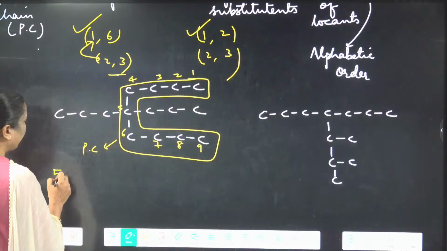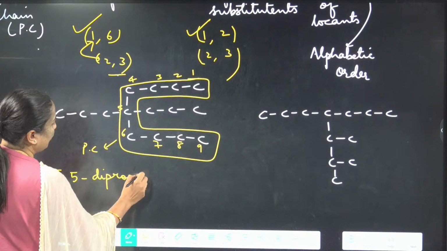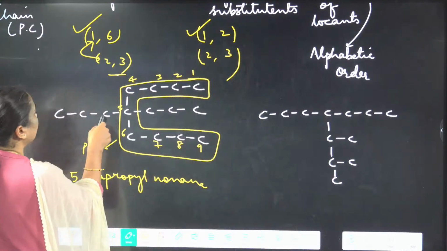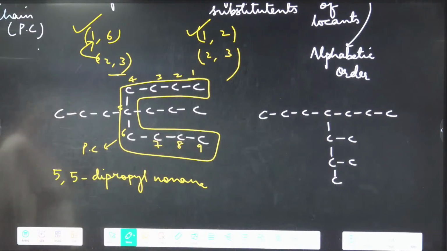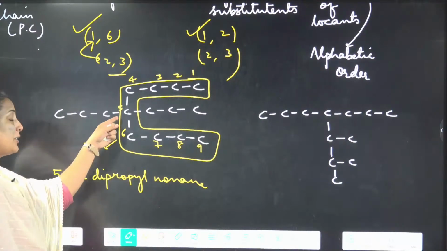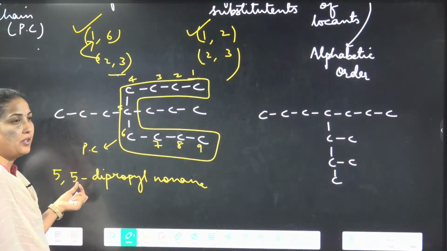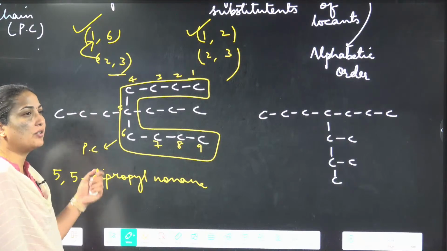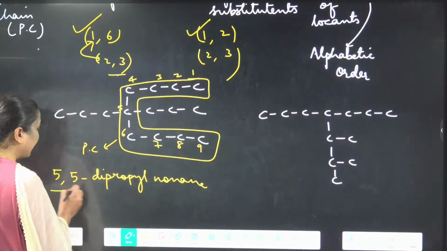So here I am having 5, 5 dipropyl nonane. 1, 2, 3, 4, 5, 6, 7, 8. Okay, fine. And I have to write down propyl, that is at the 5th position. 2 propyl are there. So I cannot just write down 5, 5 and propyl there. I cannot even write 5 dash dipropyl nonane. That will also be wrong. So you have to give the entire address.